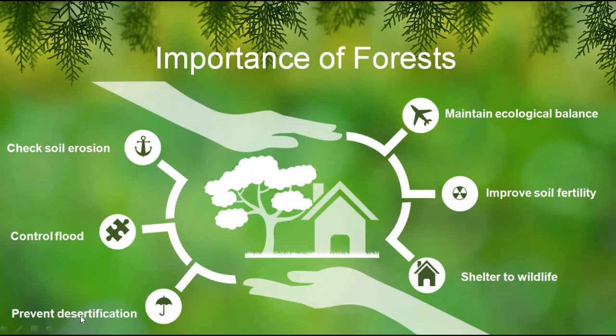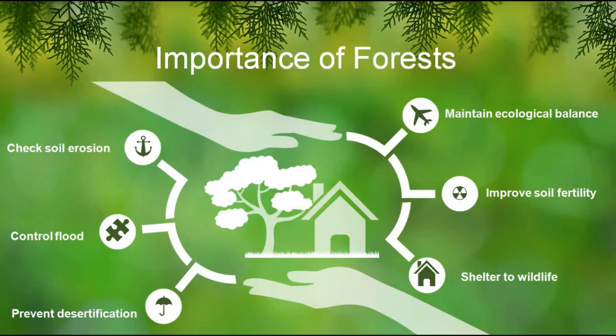Prevent desertification. If forest is there, definitely that land will not become a desert. Control flood, check soil erosion. So this improves soil fertility, and soil erosion will be stopped. So these are the importance of the forest.